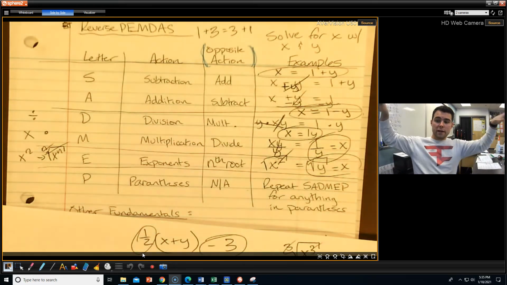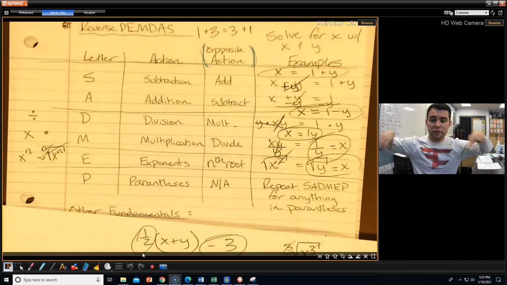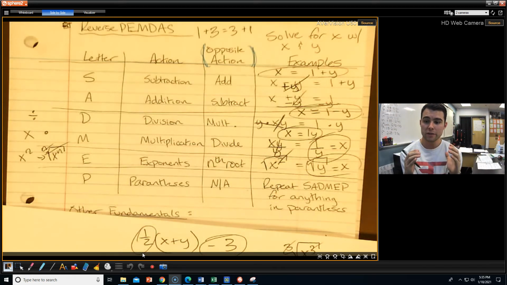So do everything else around parentheses first, and then once you're just left with your parentheses, go back through and be like, all right, am I multiplying these in here? Am I dividing? Am I adding? Use your opposites once again, okay?